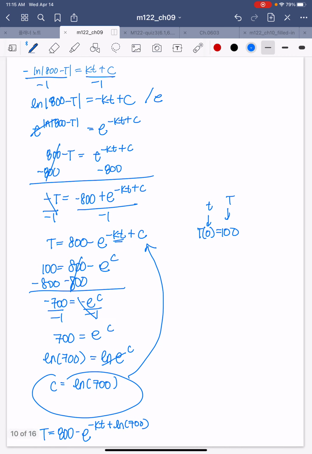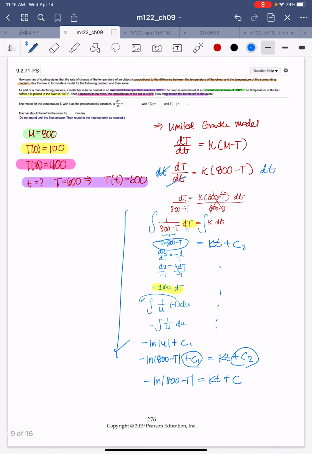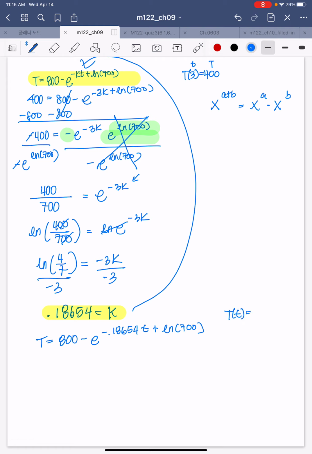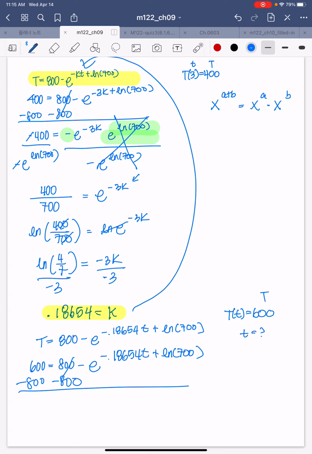Now we have an equation. We are almost done. The last part is to use this equation to solve for small letter t. So we need to solve for t at 600. So that means capital T is 600. So 600 is equal to 800 minus e to the negative 0.18654 t plus ln 700. So subtract 800, subtract 800. So I'm having negative 200 is equal to negative e.